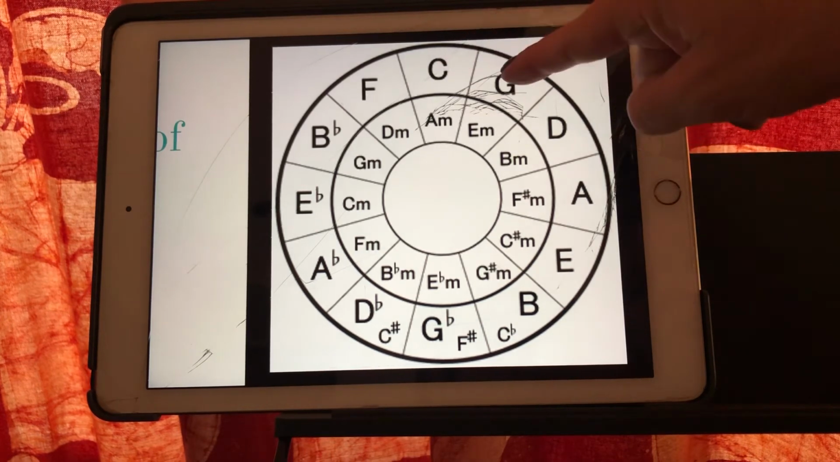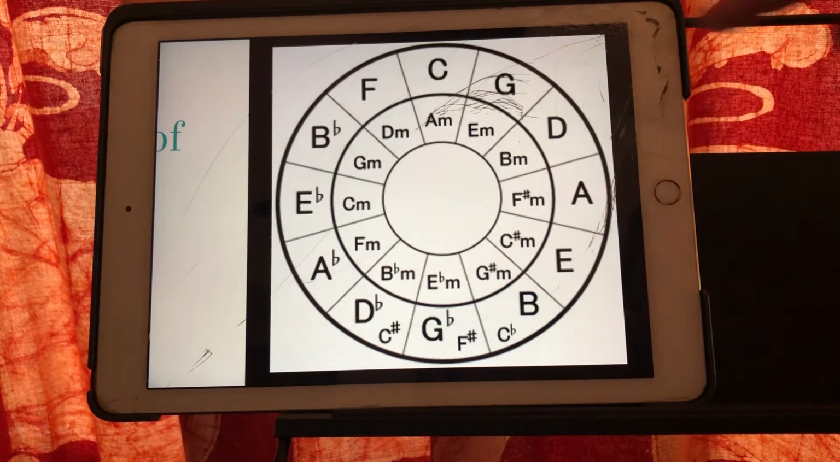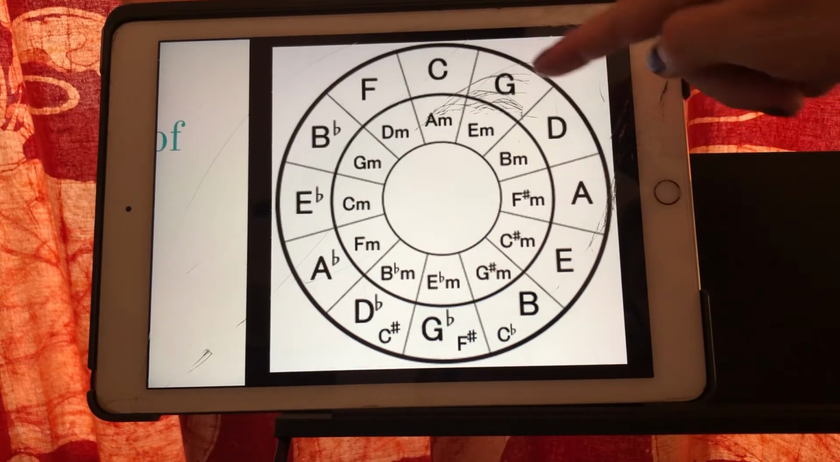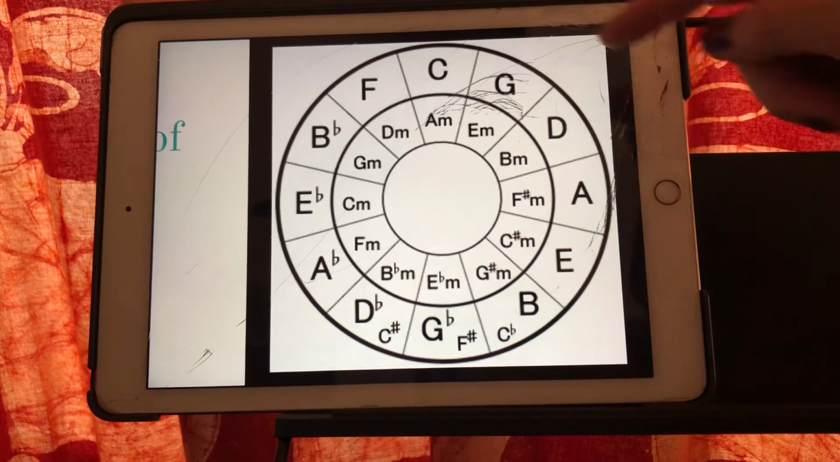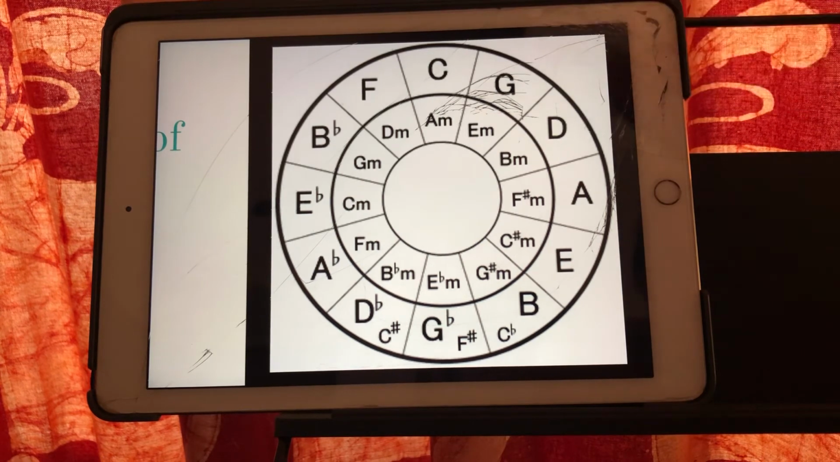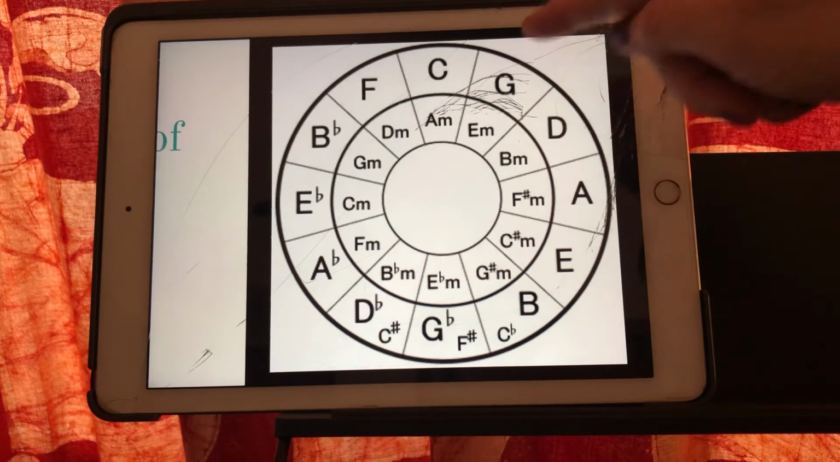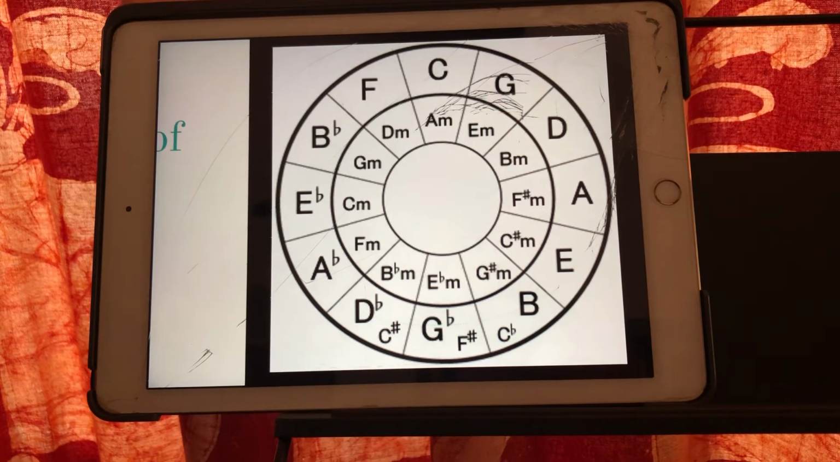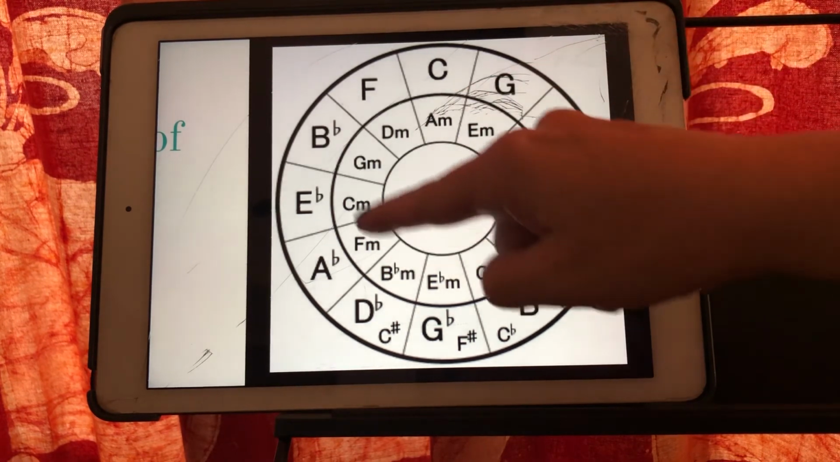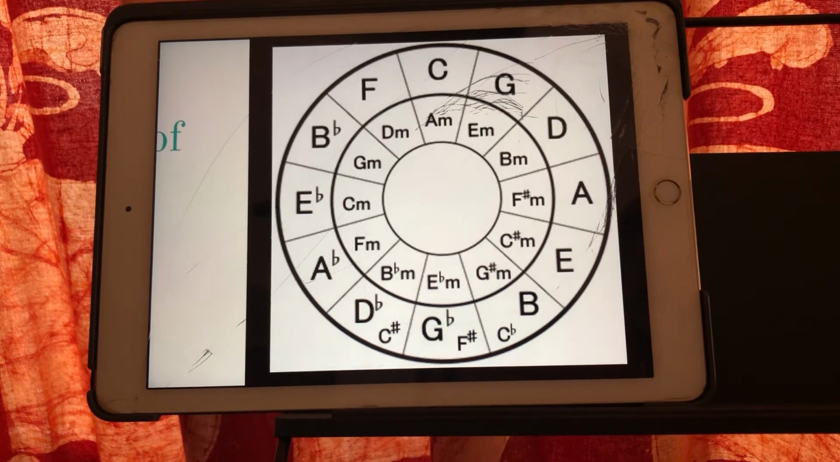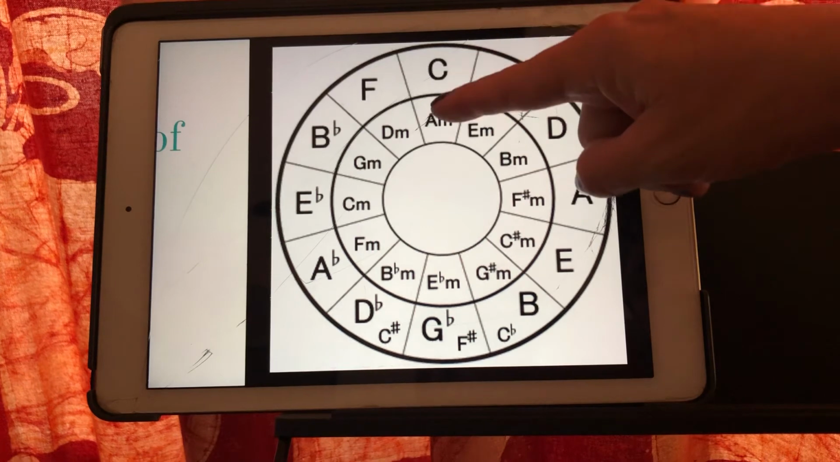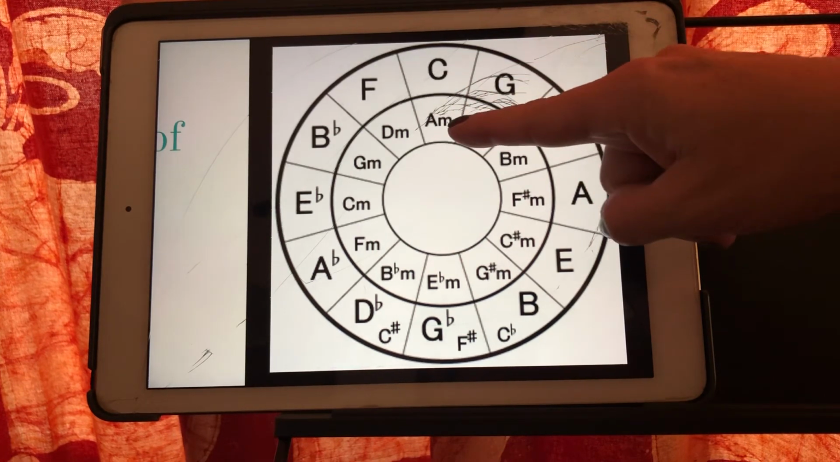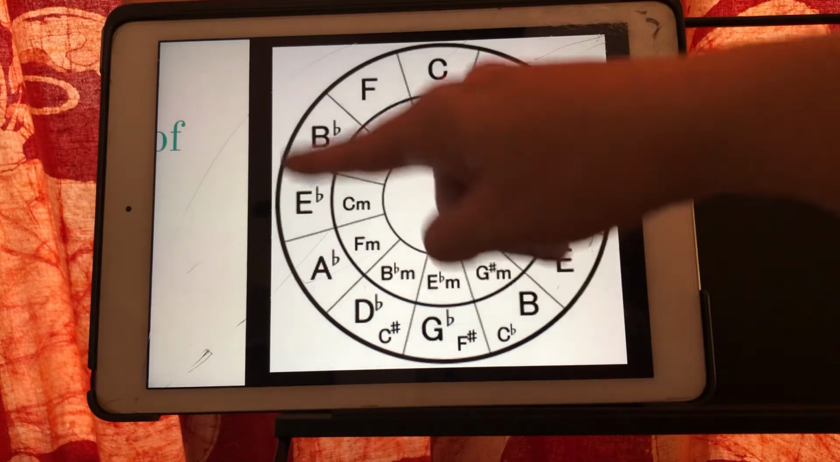Starting at C, moving around, each division is 5 notes away. So C to G is a fifth. G to D is a fifth. Now, the inner circle shows the 6th degree, the relative minor. So the 6th degree of C is A. But we're just going to look at the circle of fifths.